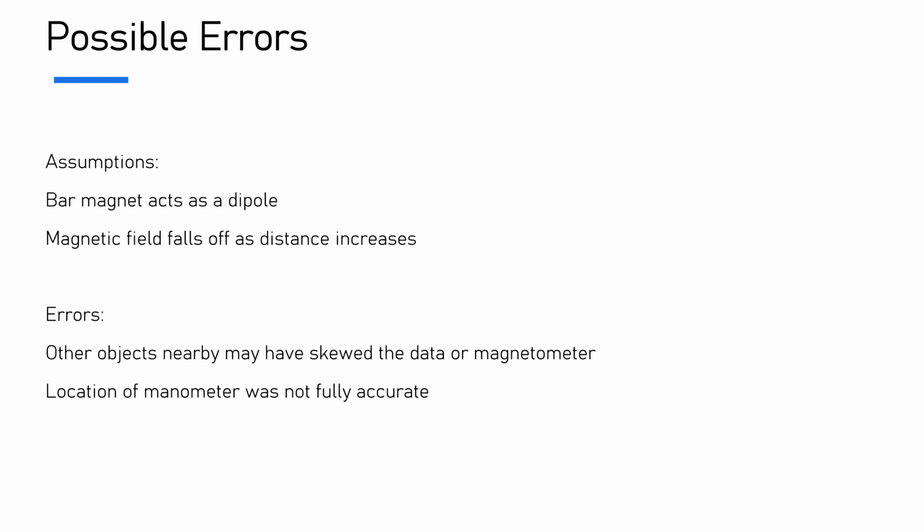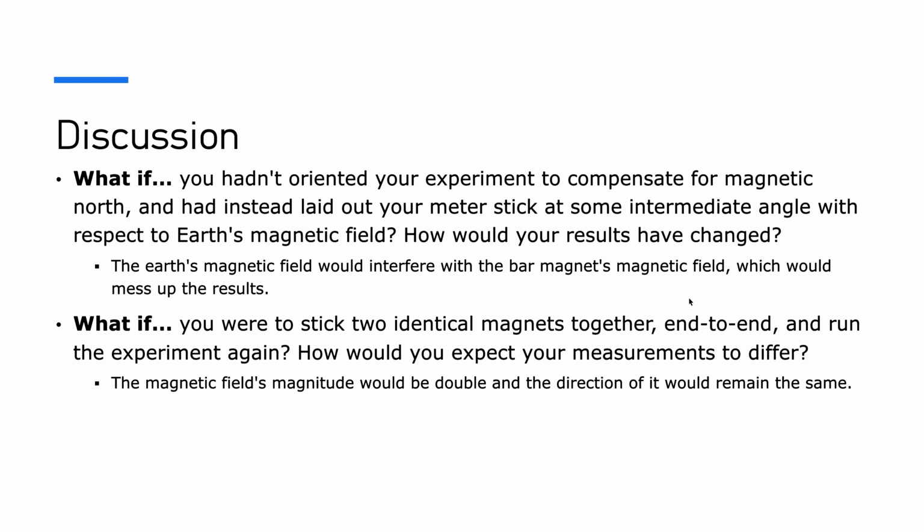Some errors in the lab were other objects nearby may have skewed the data or magnetometer, such as other magnets, other electronic devices, the table itself, they all could have impacted it. And the location of the magnetometer was not fully accurate when we marked it with the tape on the phone. It was very difficult and challenging to get that, and we had to do it several times, and even the TA struggled in the end.